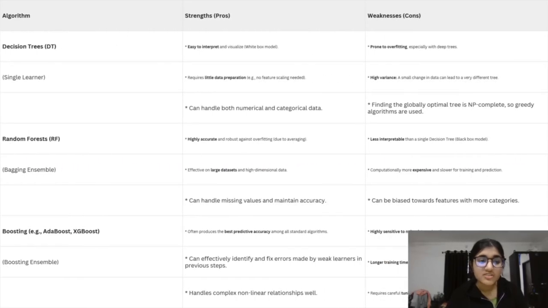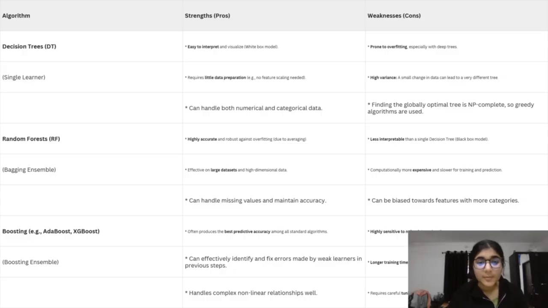So the algorithms we will use: first is decision tree, which is easy to interpret. Then we have random forest, which is highly accurate. Then we have bagging ensemble, which is effective on large databases. Then we have boosting, which often produces the best predictive accuracy, and can effectively identify and fix errors made by weak learners in previous steps. So these are the strengths of these algorithms.